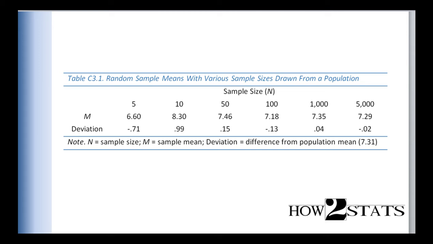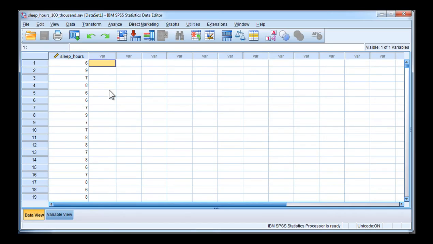In this part of the text, I described some results relevant to random sampling. I randomly sampled from a population of 100,000 observations with a population mean of 7.31, and I did these random samples across several sample sizes. The lowest sample size was 5, and the highest was 5,000. I literally created a data file that had 100,000 cases.